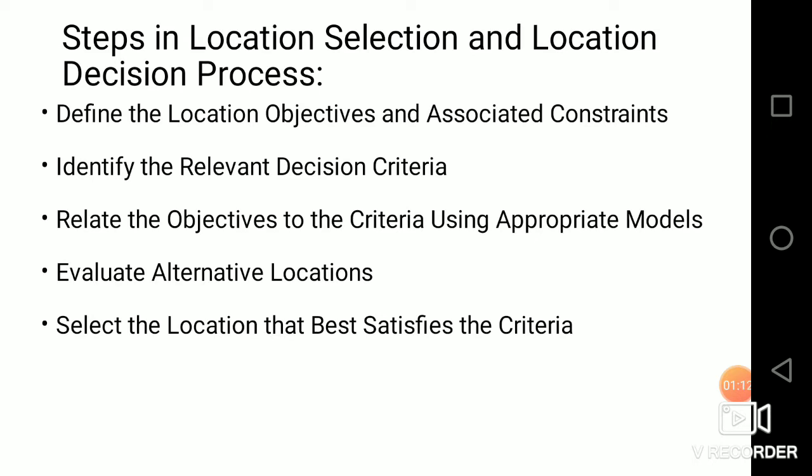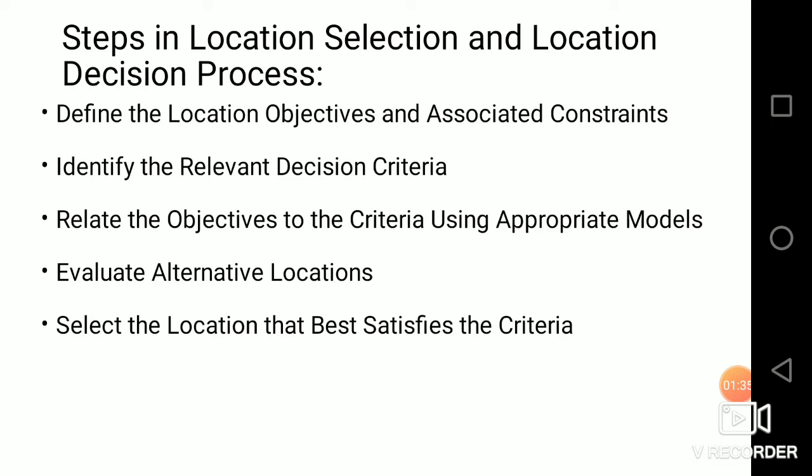The next one is the associated constraints, that is, the problems faced with each location, which will also be fixed by the top level management. Next, you will go on to identifying the relevant decision criteria. This should be linked with the factors influencing locations.